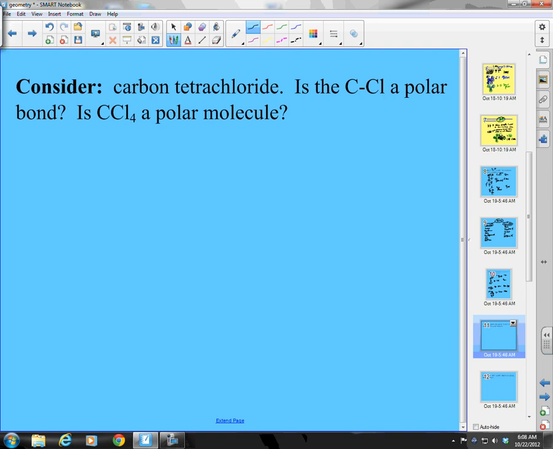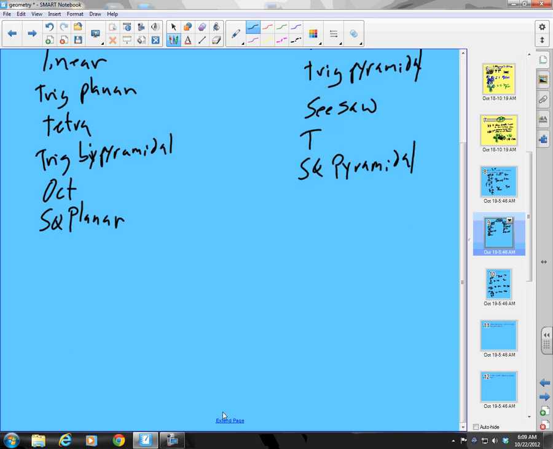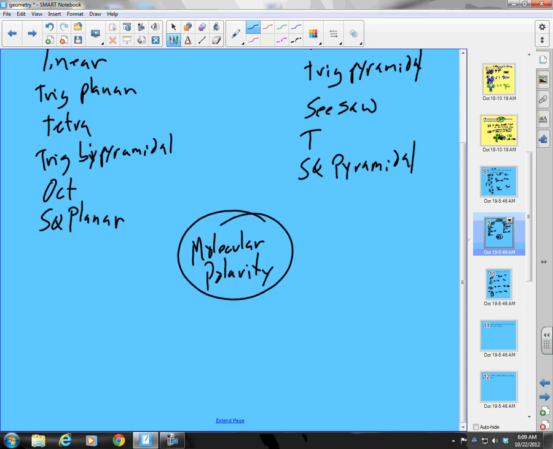Consider carbon tetrachloride. Is the CCl a polar bond? Is the carbon tetrachloride a polar bond? Do you remember anything about polar bonds? Oh, yeah, I do remember some stuff about polar bonds. All right, now here's what we get. Out of our symmetry, we get this discussion of molecular polarity. And we don't want to confuse this with bond polarity. Do not confuse. So what is bond polarity?